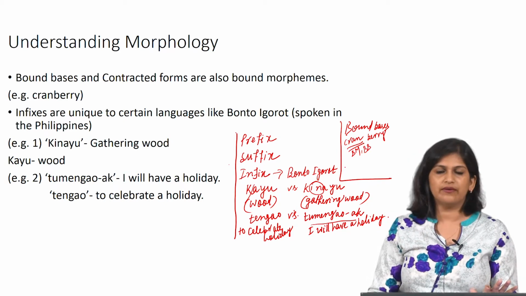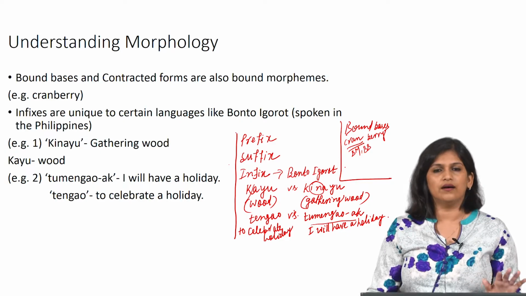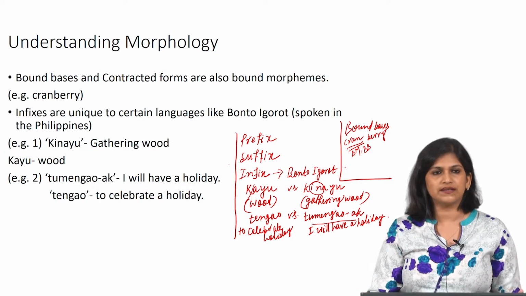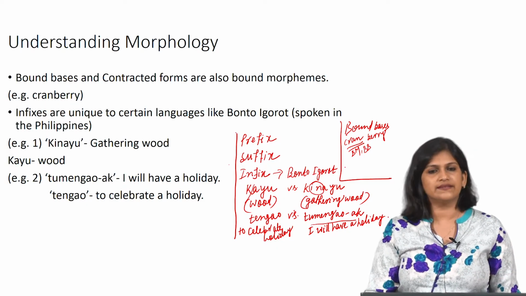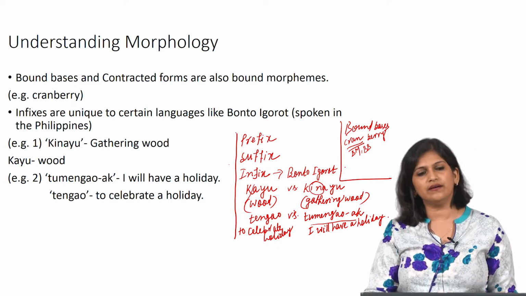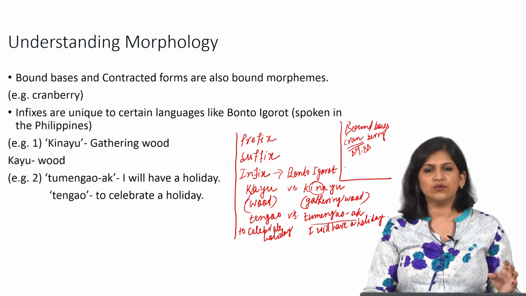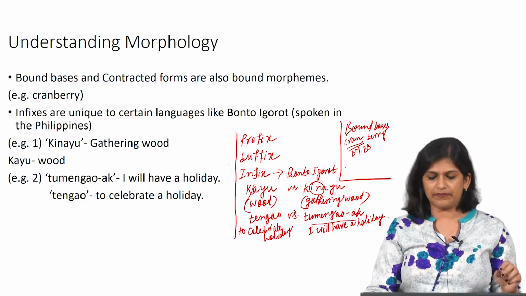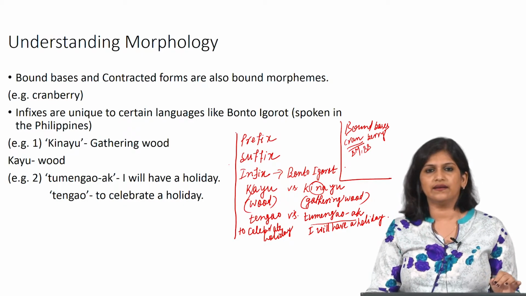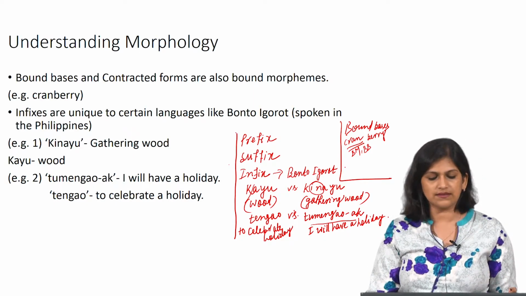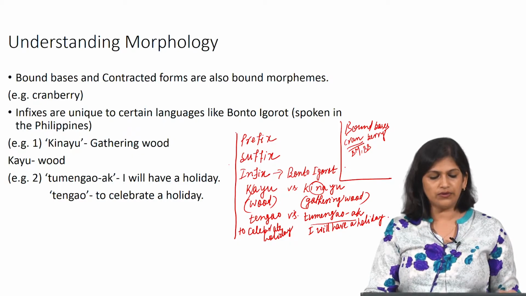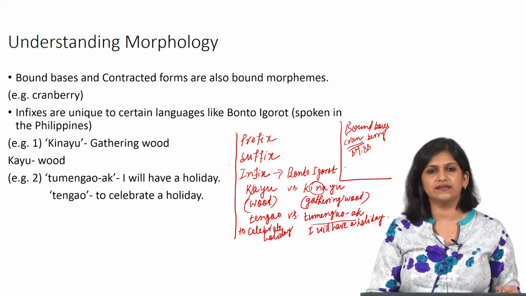The contracted forms are very common in our day-to-day speech. Instead of saying he is going to school, we might say he's going to school. Instead of saying my brother will come here, I can say my brother'll come here. So, will becomes 'll, is becomes 's, and had becomes 'd. These are the concerns that we have as far as the bound morpheme category is concerned.